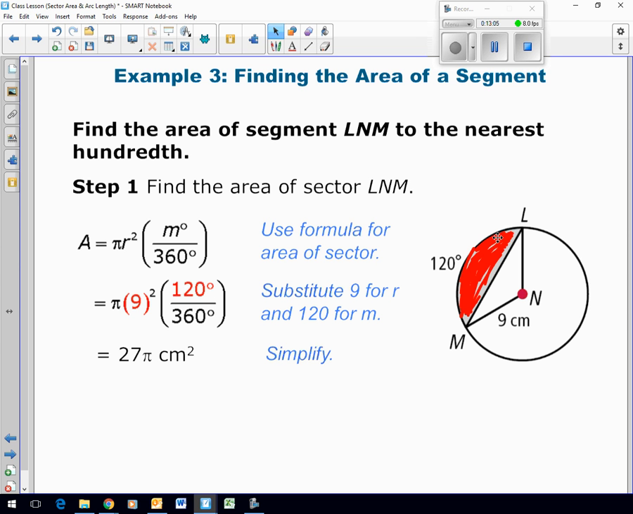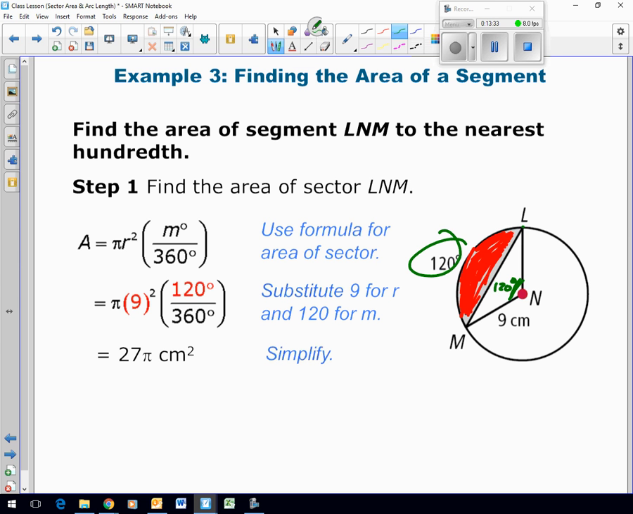Finding the area of the triangle is a little more difficult than you might think, though. Okay? When I say the triangle, I'm talking about this triangle, L, N, M. If this is 120 degrees, what is that measurement right there? 120. So N is 120 degrees. Everybody agree on that?